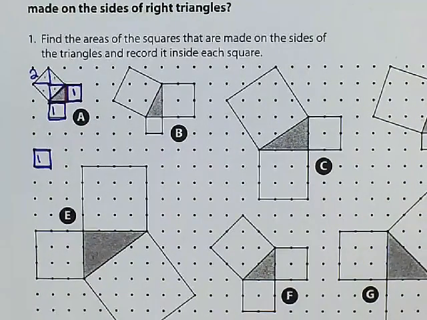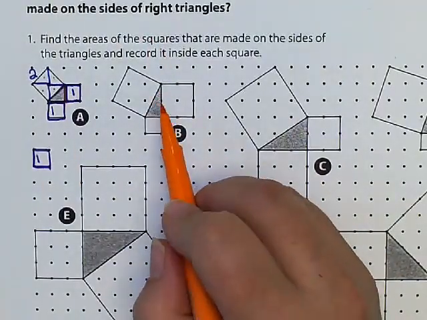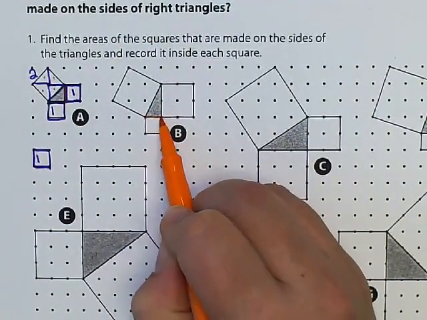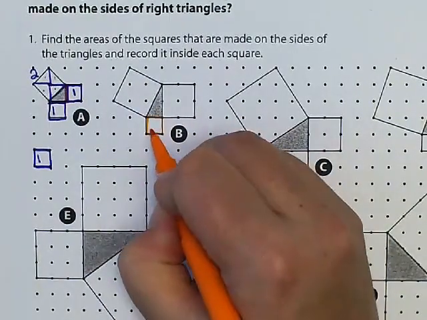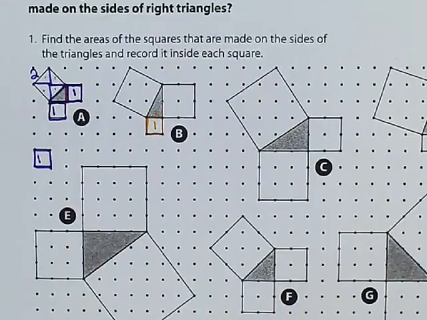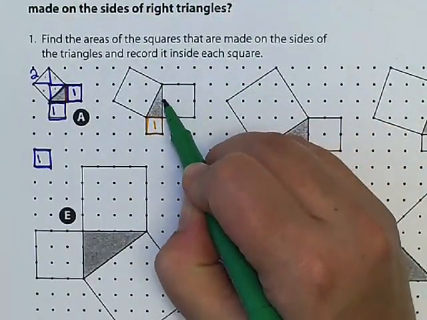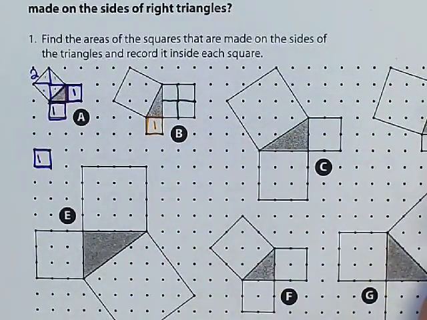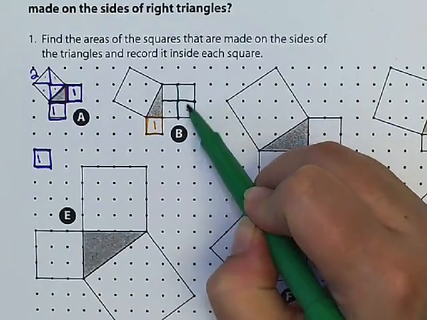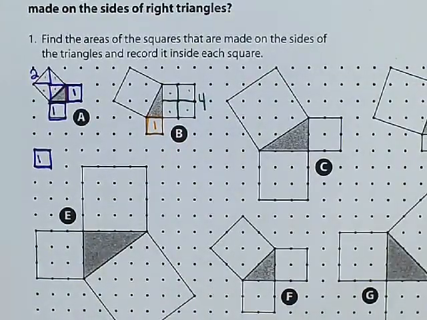So the next one we're going to look at is B. Now, if I look at B, I'm going to look at the legs first with the area. So this one right here has one box, so the area is 1. This leg right here, actually, we can cut it in half here. And we have how many boxes? 1, 2, 3, 4. So this area is 4 units square.